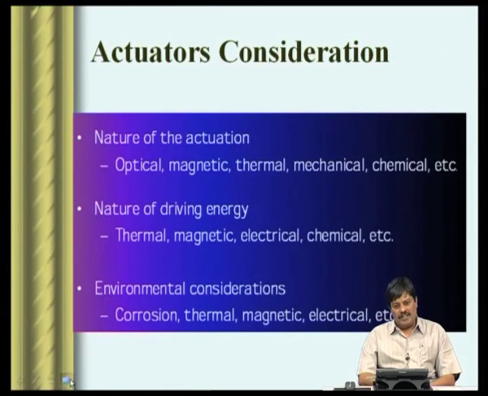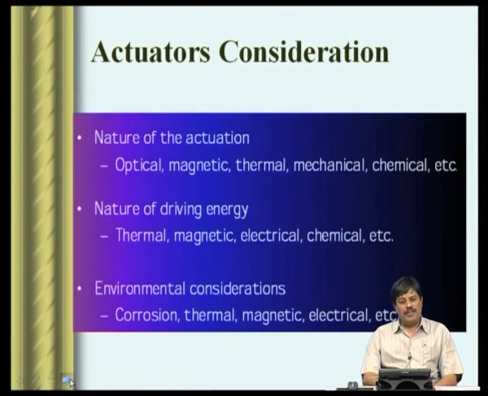The first factor that you need to consider is the nature of actuation. Is the actuation optical? Is the actuation magnetic? For example, magnetostrictive material can give an actuation that is magnetic. If it is thermal or mechanical, etc. So, the nature of actuation will decide upon the type of actuator that you use, and the nature of driving energy. Is the actuator driven by thermal energy, magnetic energy, electrical energy, etc.? And the other aspect to be considered when you place these actuators onto a smart system is the environmental conditions, such as whether it reacts to the corrosive environment, thermal environment, magnetic environment or electrical environment. That is something one has to consider before you choose an actuator.